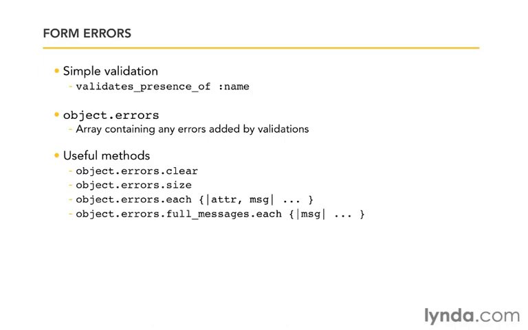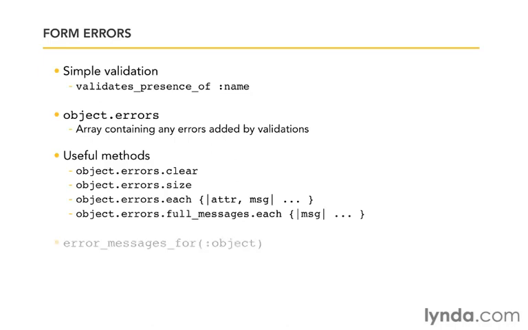Now using this each loop, we could go through and construct our own custom message about what was wrong with each attribute. But it's even easier to use Rails default messages, where it takes the attribute of the message and turns it into an English sentence for us. So object.errors.full_messages will return an array that we can then iterate through, which just has simple English sentences about what went wrong. This is the one you'll use the most often.